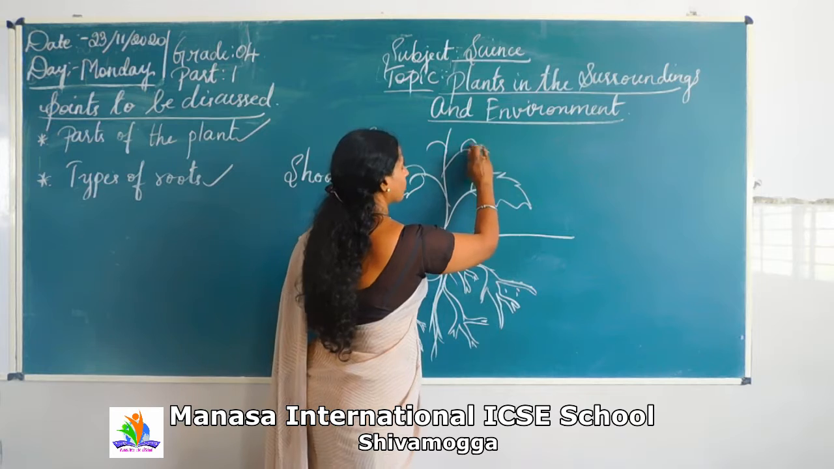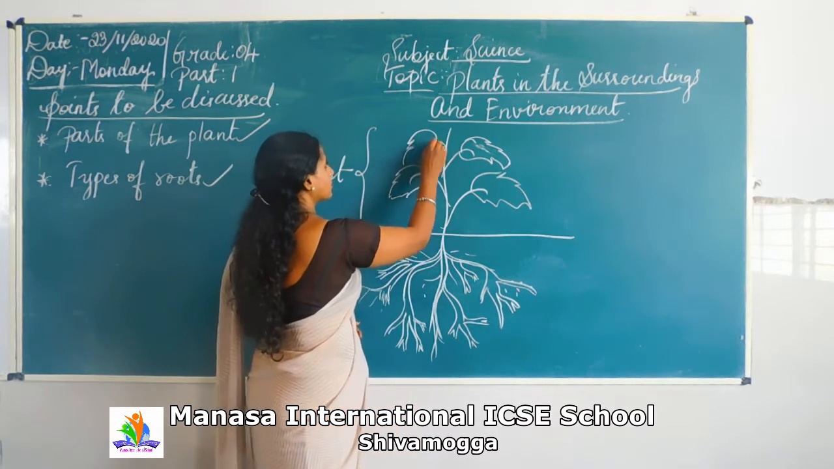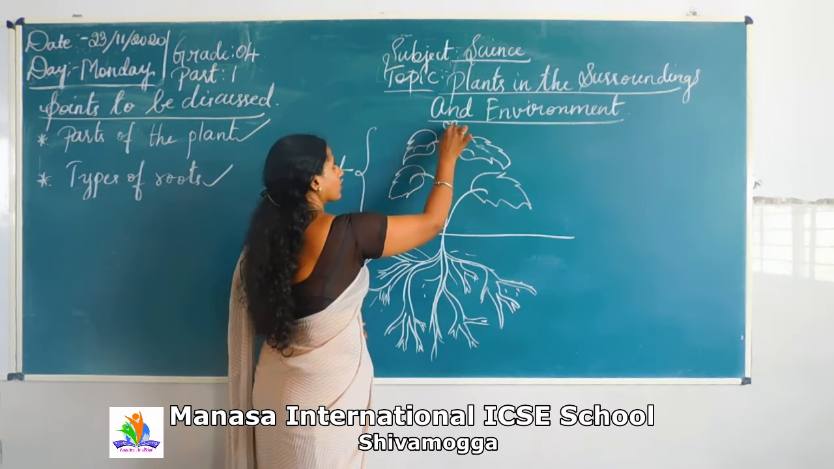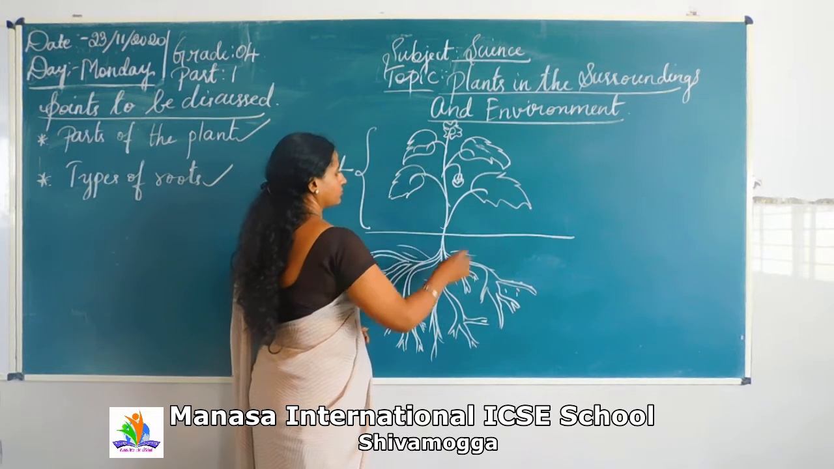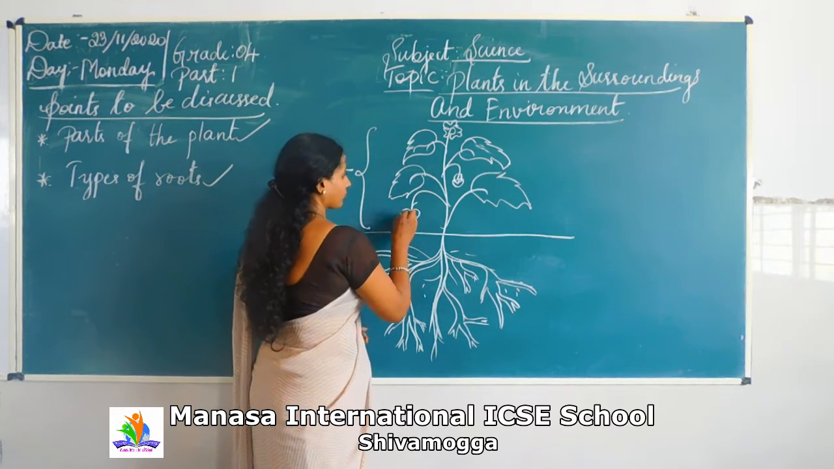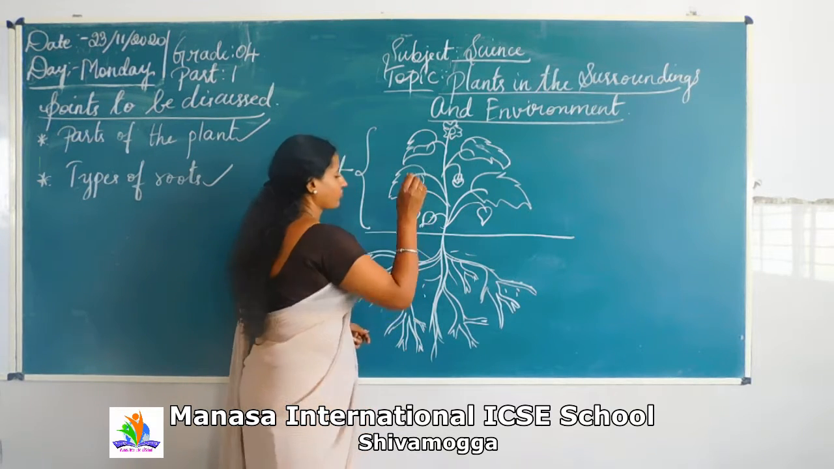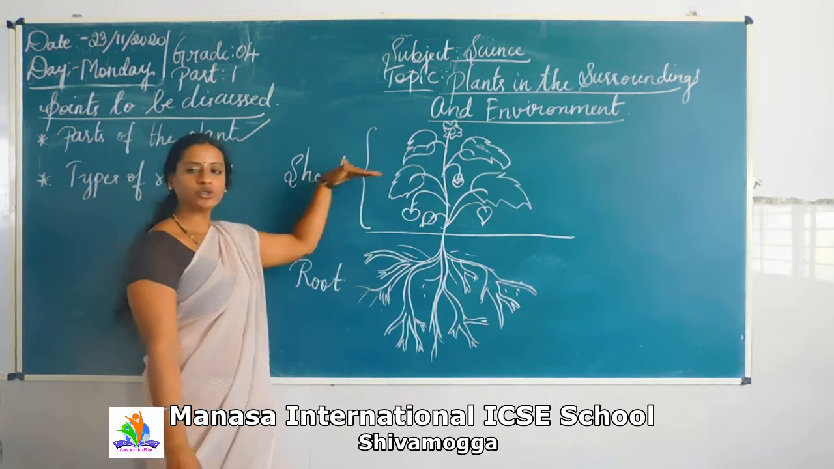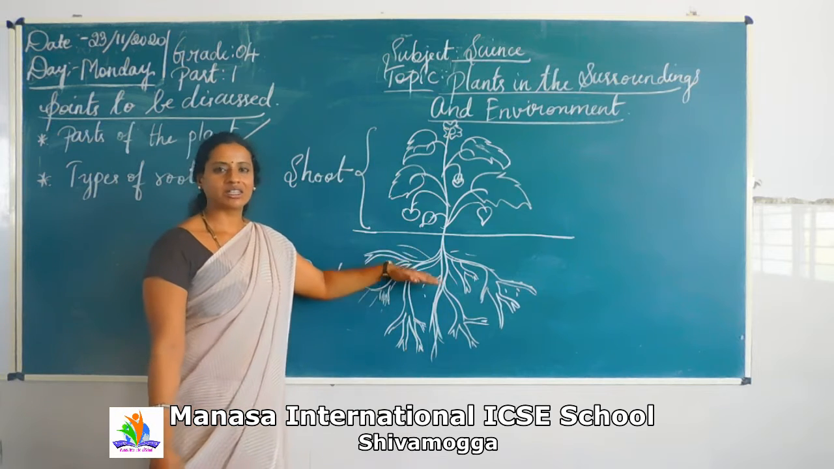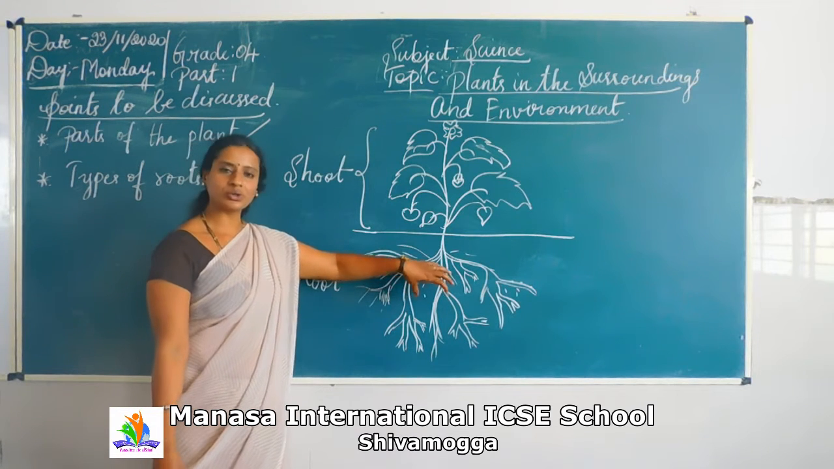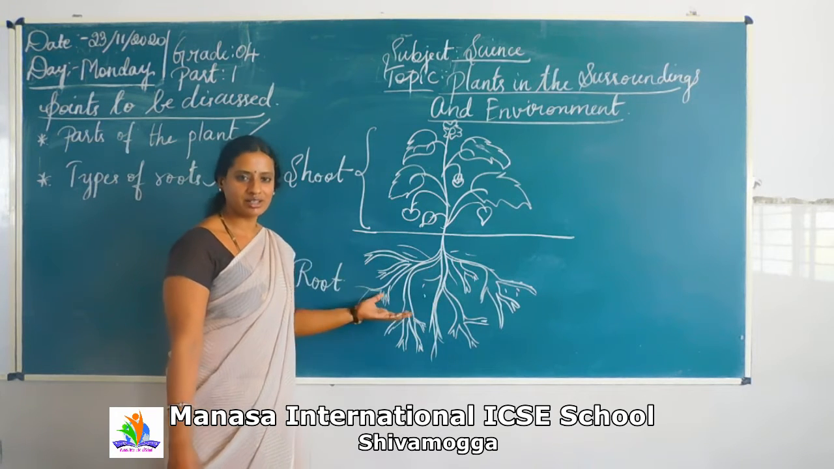In science, whenever you draw, it should be very scientific. No artistic diagrams can be practiced. Okay? First, it is divided into shoot system and root system. Root is found underground in the soil, and the function of the root is to absorb water from the earth and also the mineral salts available in the surroundings.